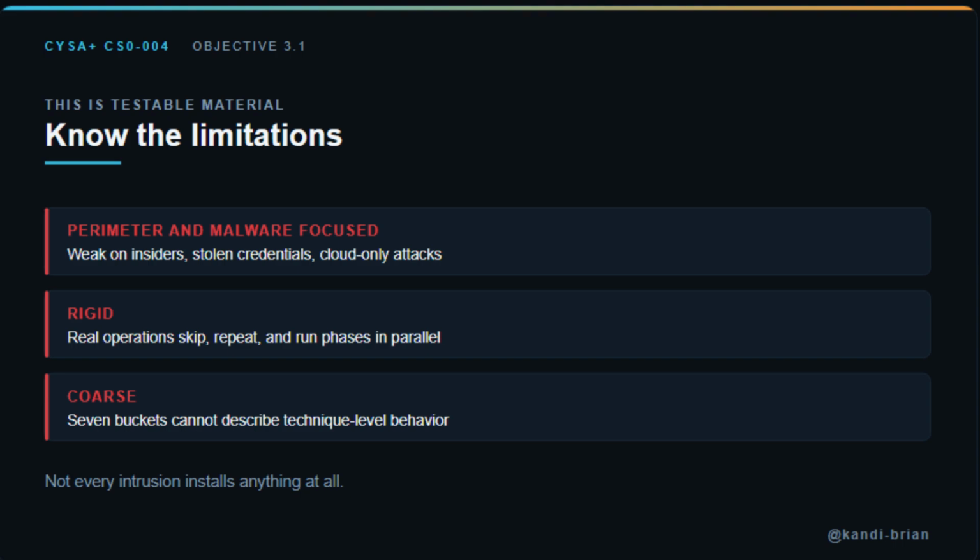And it is coarse. 7 buckets is not enough resolution to describe specific technique-level behavior, which is the gap that ATT&CK exists to fill. And remember the point from the installation phase. Not every intrusion installs anything at all. A model that assumes malware persistence will mislabel a credential-based cloud intrusion if you apply it without judgment.